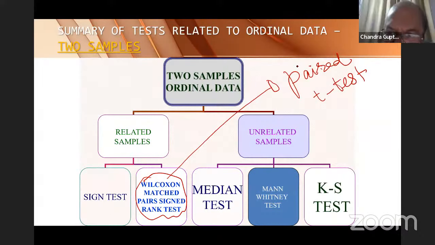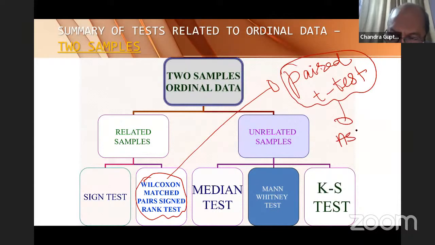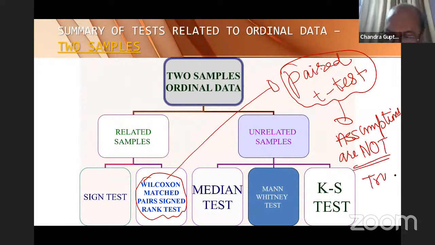So if you are using paired t-test and you find that the assumptions are not true, then you can use the corresponding and the parallel non-parametric test, which is Wilcoxon matched pairs signed rank test. So please remember this. If you feel that you can use paired t-test, but because of the violation of assumptions you can't, then use Wilcoxon matched pairs signed rank test.